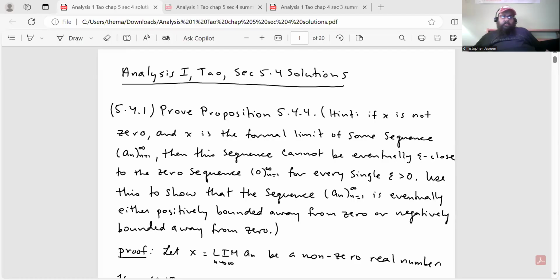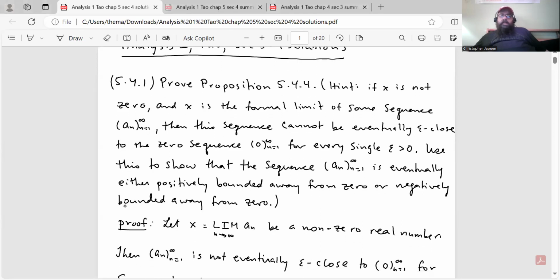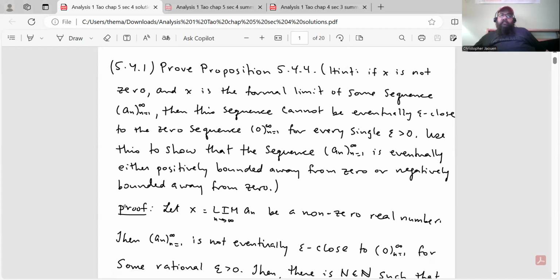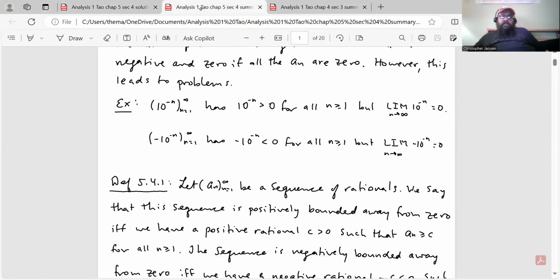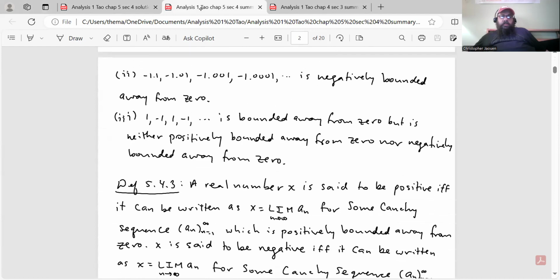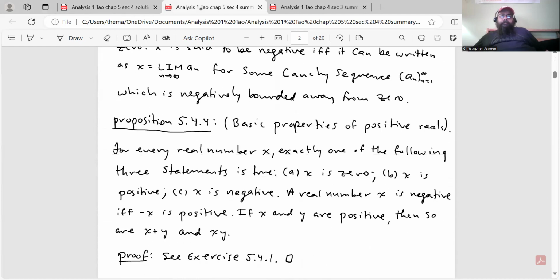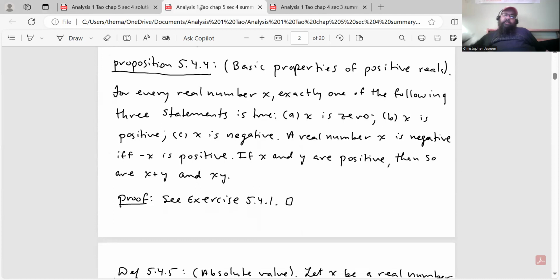Okay, so starting with the first question, 5.4.1. Tao asks us to prove proposition 5.4.4. Let me just remind you what that proposition says. This is proposition 5.4.4, which are basic properties of the positive real numbers.